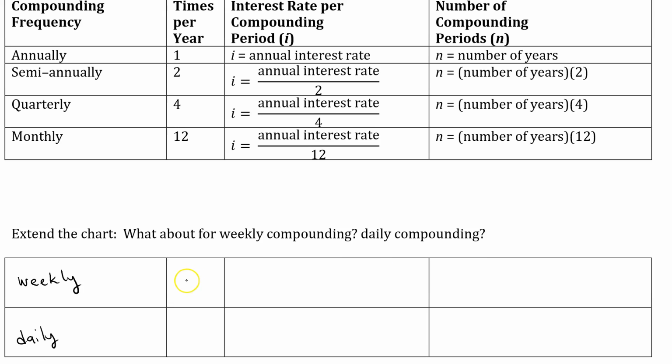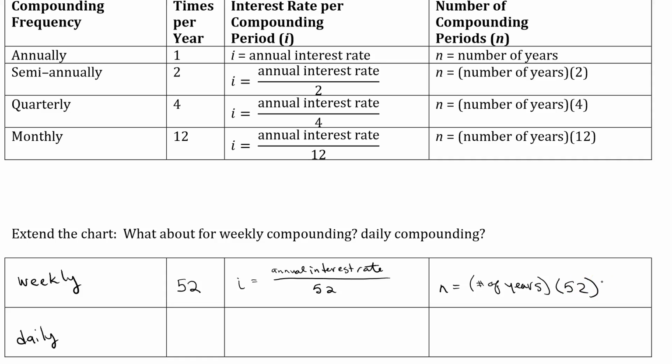Well, if it's weekly, that means that we have 52 compounding periods per year. Our i would be the annual interest rate divided by, you got it, 52. And the number of compounding periods would equal the number of years, that's just shorthand for number, it's not hashtag of years, multiplied by 52.